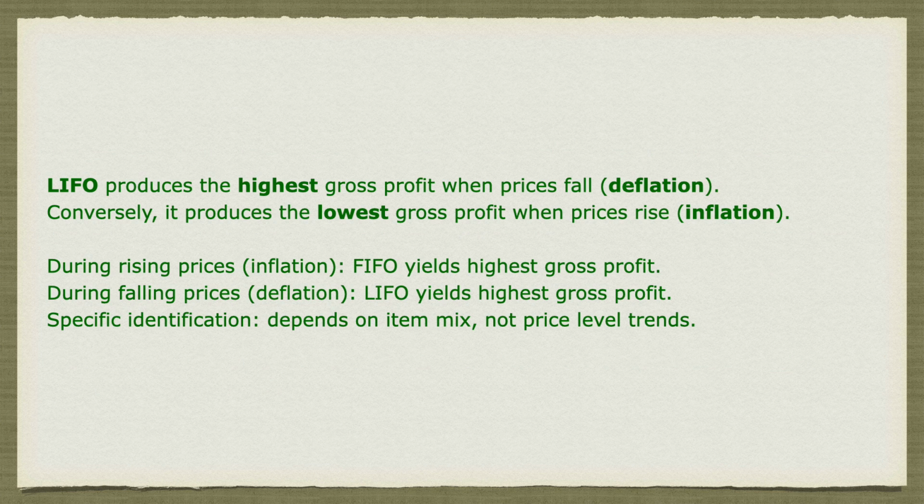LIFO produces the highest gross profit when prices fall, deflation. Conversely, it produces the lowest gross profit when prices rise, inflation. During rising prices, inflation, FIFO yields highest gross profit. During falling prices, deflation, LIFO yields highest gross profit. Specific identification depends on item mix, not price level trends.